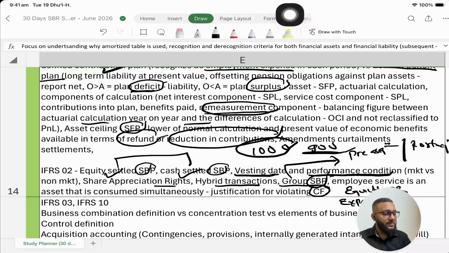But here, what do you see? Expense is being increased. So when the expense is increased, equity should have been reduced. What's happening here? Equity is credited, meaning equity is increasing, and the expense is also increasing. But the conceptual framework definition says something else. Why? So you will have to figure that out.